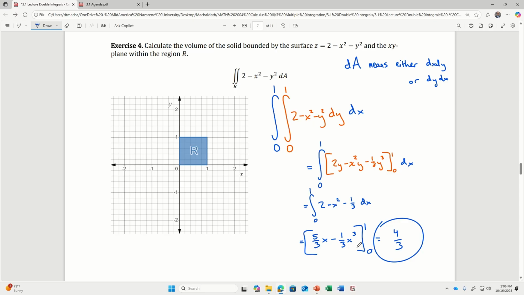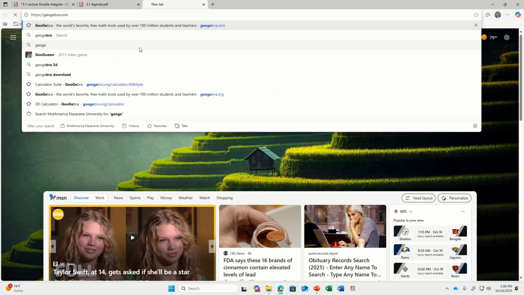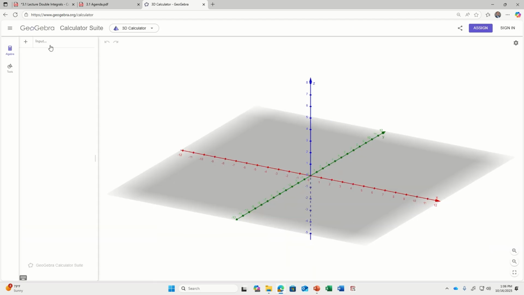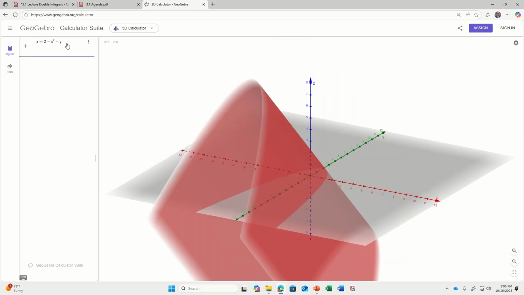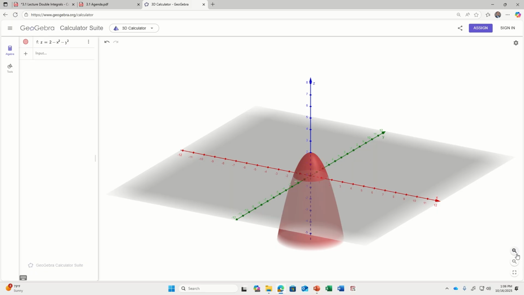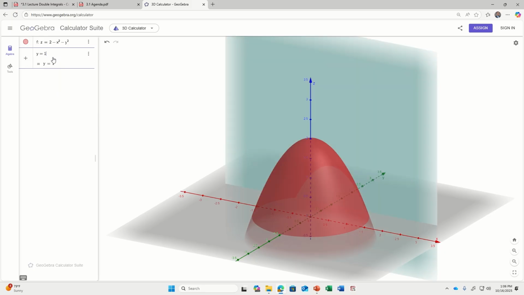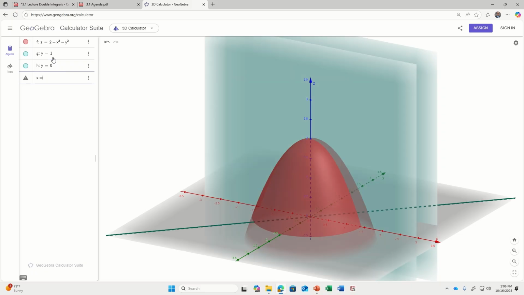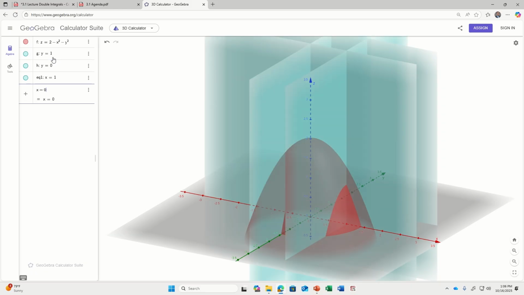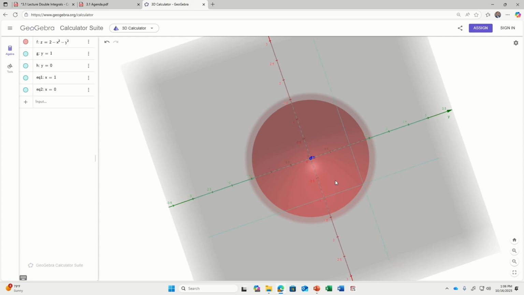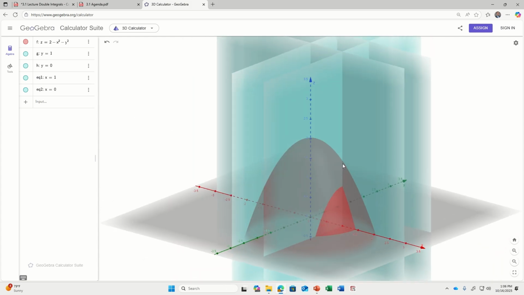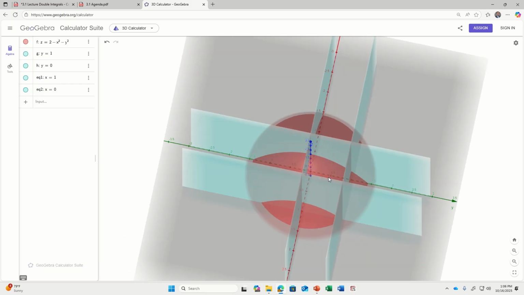All right, let's try it in GeoGebra. Let's give it a shot. I'm giving it like a 10% chance of success. So that's supposed to be the top of my solid. The sides are trickier because the sides are going to be like y is equal to 1, y is equal to 0, x is equal to 1, x is equal to 0. And those are all the sides of my solid.